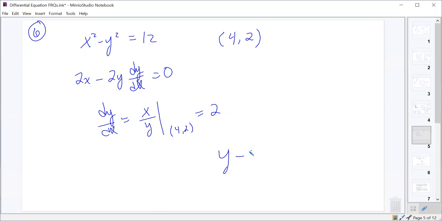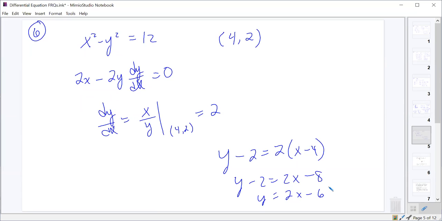So it should be y minus 2 equals 2 times (x minus 4). And that's not what any other answer choices look like. So we'll distribute: y minus 2 equals 2x minus 8. Still not any of the answer choices. y equals 2x minus 6. That's an answer choice. Choice C.